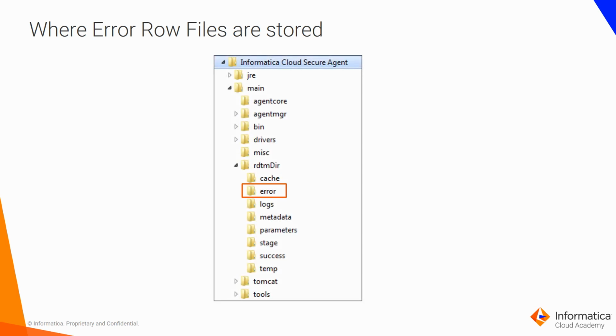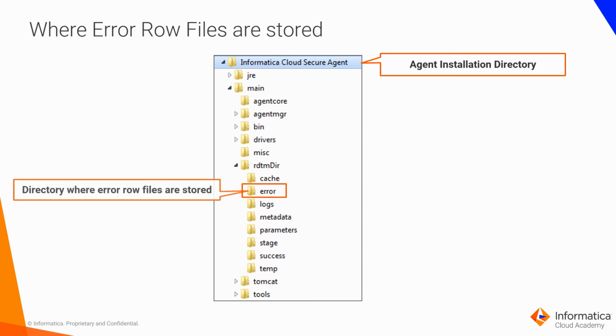The error row files get stored under the agent installation directory, under a directory called main, and then under rdtmdir. Then depending on the type of log file, it will be stored in one of those folders. So in the slide, the error log file directory is highlighted.